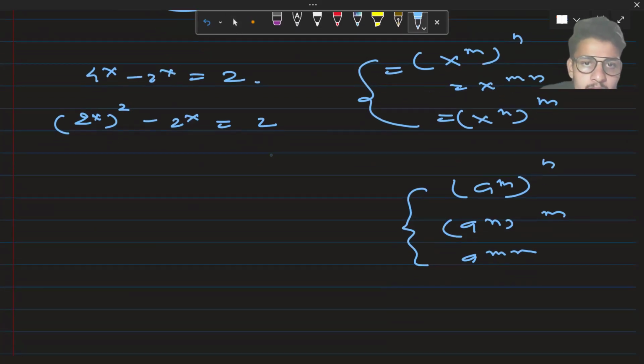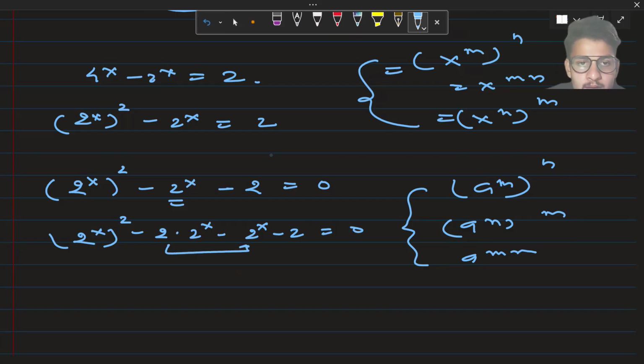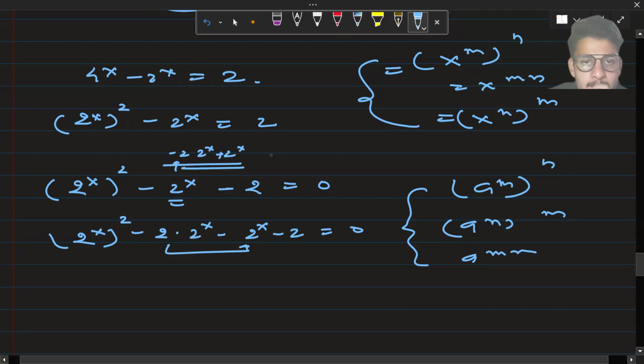So when you do this, you need to find the number of solutions. So how can you split this? 2 times 2 to the power x minus 2 to the power x minus 2. This can be written as this. Okay. This can be written as 2 to the power x times 2 to the power x minus 2 to the power x minus 2.